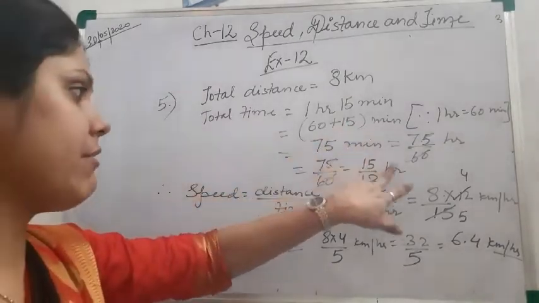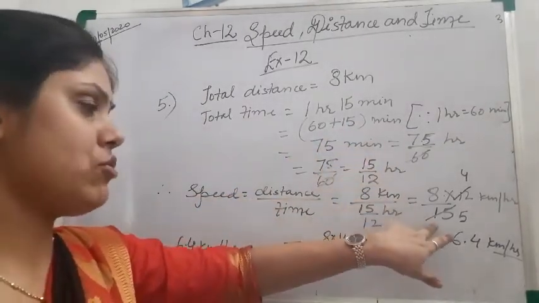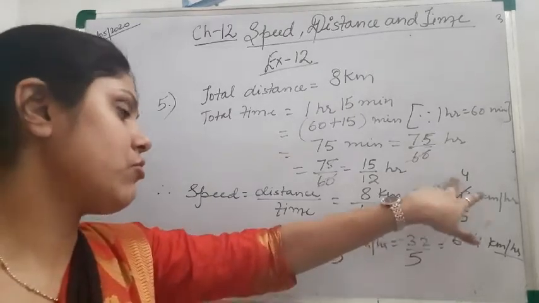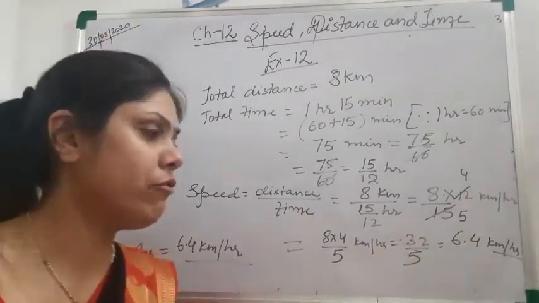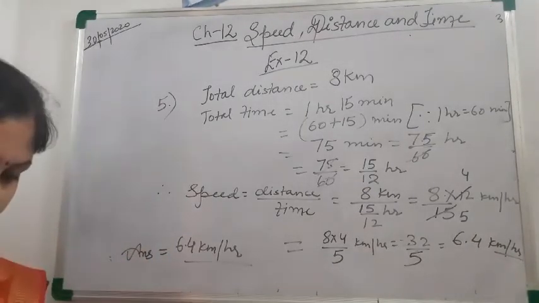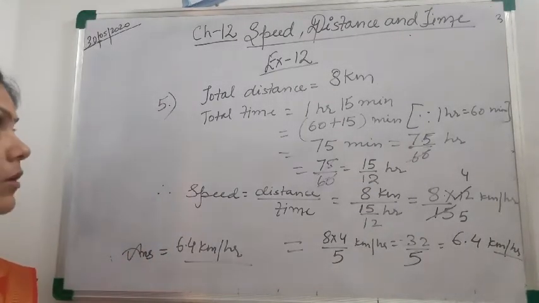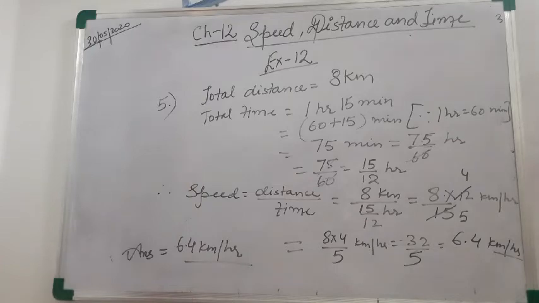So it is 75. This was correct. Here I was doing the wrong calculation. 3 4 are 12, 3 5 are 15. So 32 upon 5, 6.4 kilometers per hour. So this is the answer. Please do it fast, then come to 7th one.